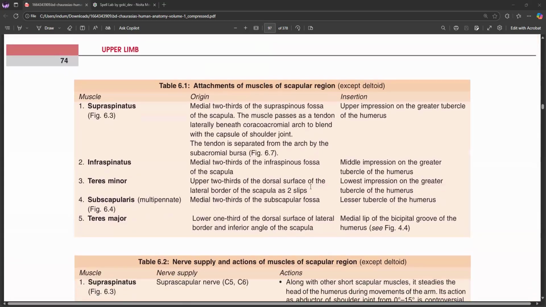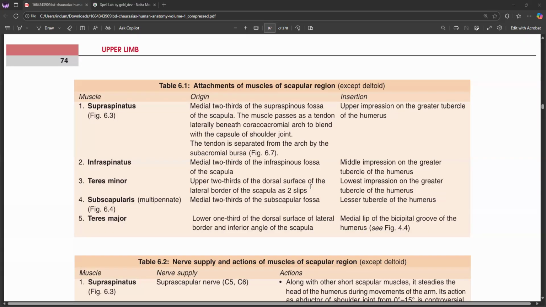Table 6.1. Attachments of muscles of scapular region except deltoid. Muscle. Supraspinatus. Figure 6.3. Origin. Medial 2/3 of the supraspinous fossa of the scapula, the muscle passes as a tendon laterally beneath coracoacromial arch to blend with the capsule of shoulder joint. The tendon is separated from the arch by the subacromial bursa, figure 6.7. Insertion. Upper impression on the greater tubercle of the humerus.